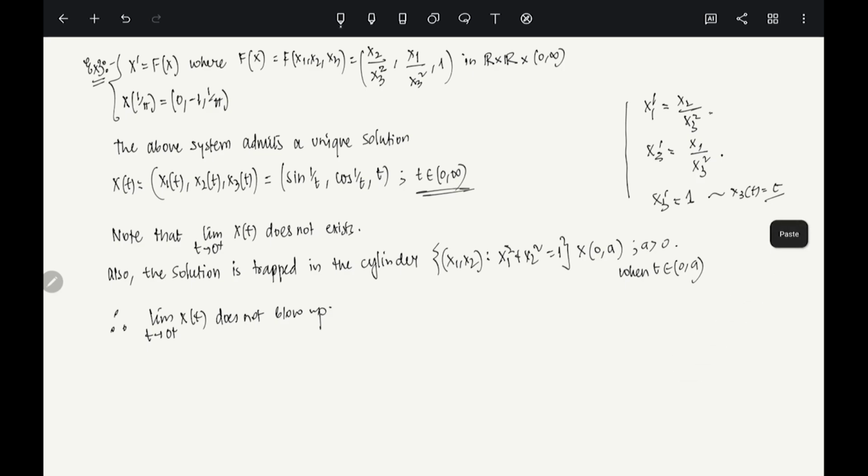Yes. So what I'm trying to say is this: in this case, what is the maximum interval of existence? It is given by 0 to infinity. Yes, the solution does not exist at that point, so there is no question of blowing up. Clear? Okay, right.